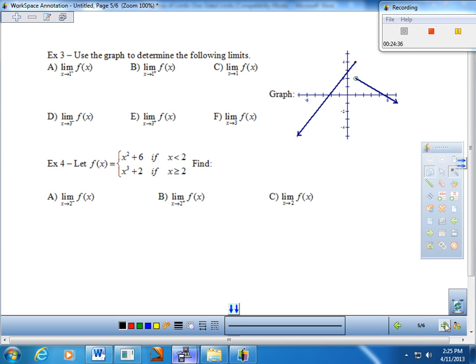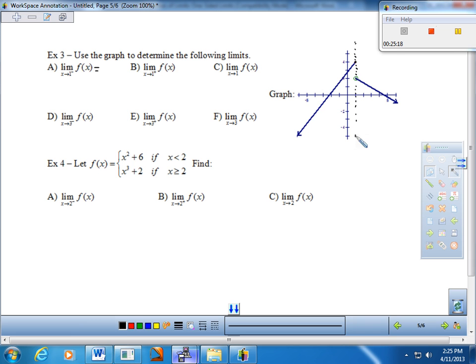Example 3 says, use the graph to determine the following limits. In this case, let's look at letter A. We're going to take the limit as x approaches 1 from the left. So only from the left, one side only. Now, if you get an opportunity, I think this is helpful, but just very lightly: let's find where x is 1, which is right here, and a slight vertical boundary right there might be helpful. It's your call on that.